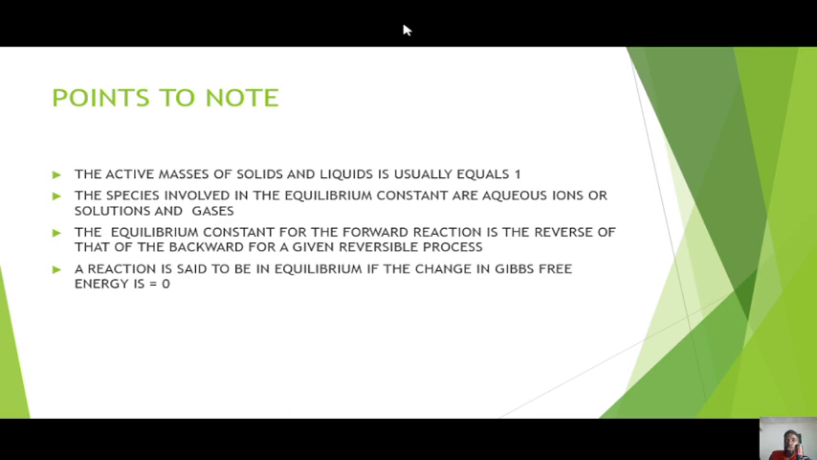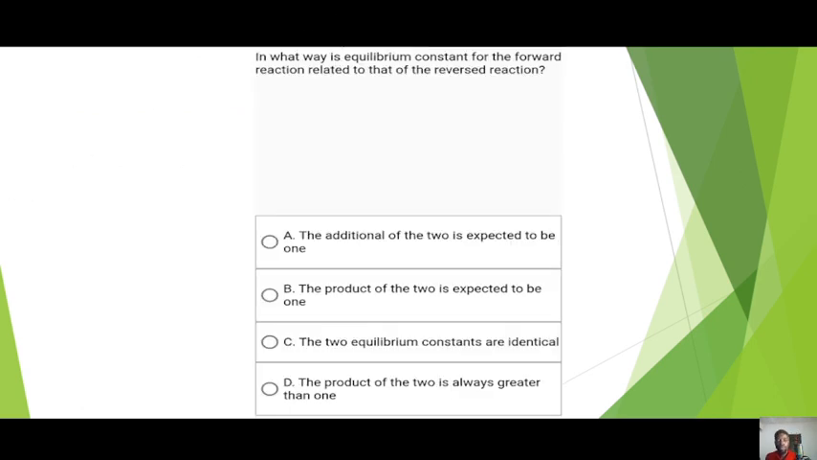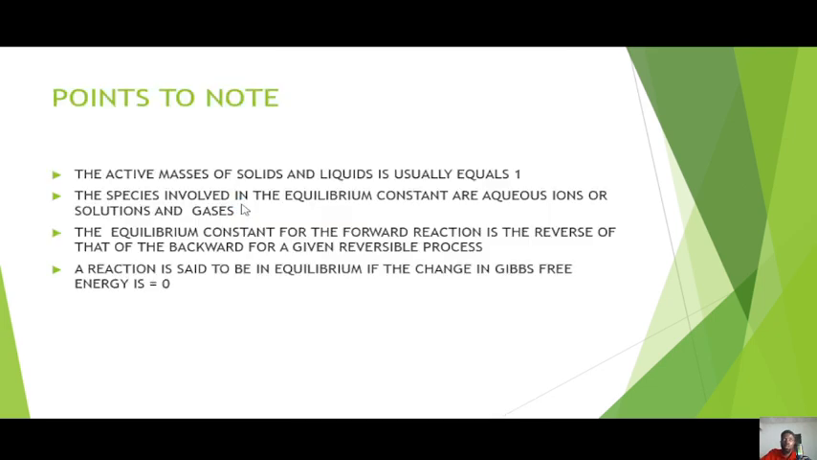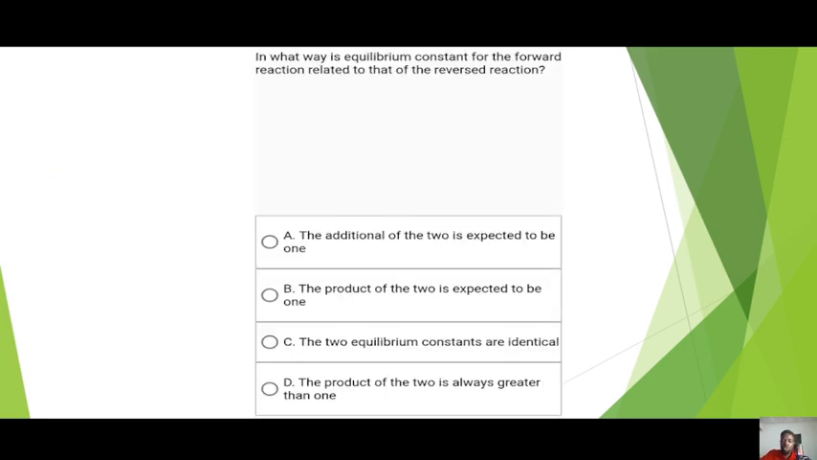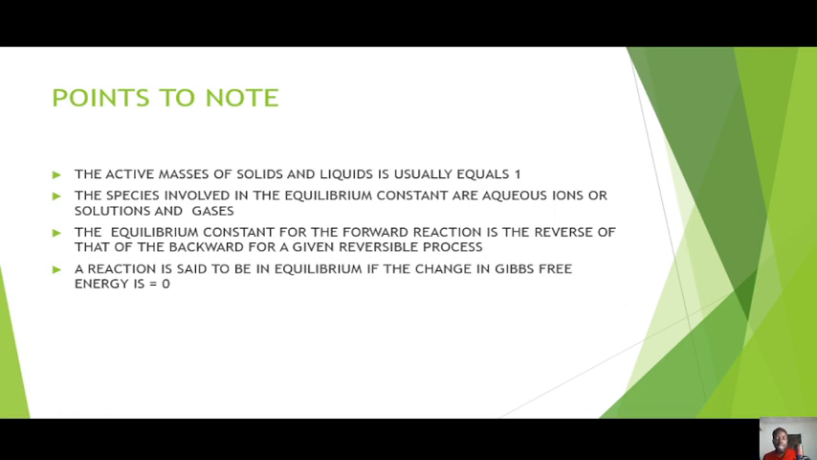Then we go to our final point. A reaction is said to be in equilibrium if the change in Gibbs free energy is equal to 0. So once you notice that in a question or expression, they tell you that the change in Gibbs free energy is equal to 0, automatically it implies that it is in equilibrium. Once you see in a question that delta G is equal to 0, the implication is that the system is said to be in equilibrium.